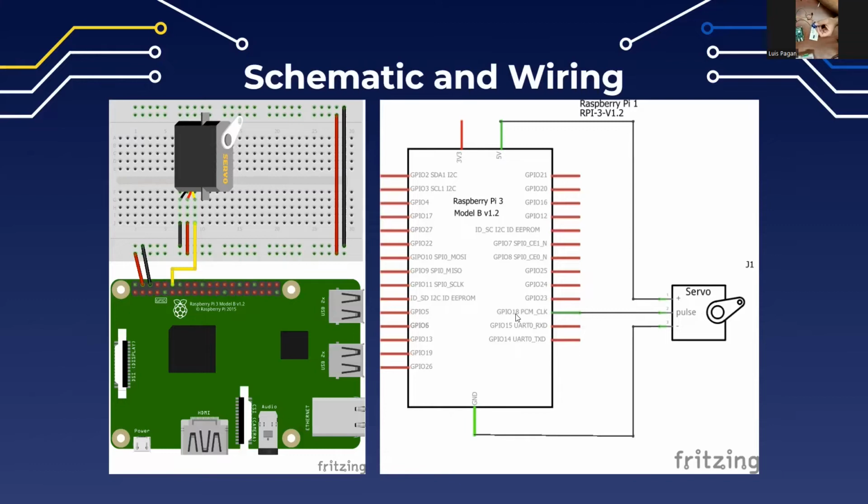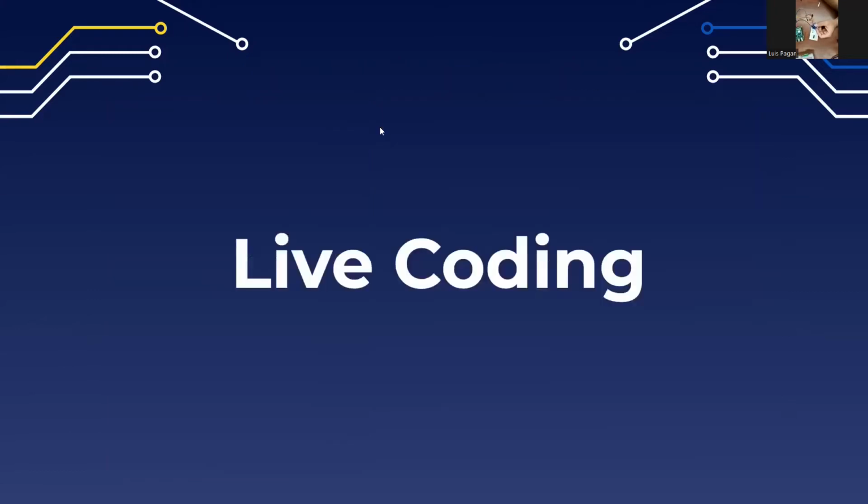Again, we're using GPIO pin 18, the same one we use for the LED, because that's the closest pin to the other pins that we're using. And the wiring, again, is very simple. You just have it connected to power, ground, and signal and whatnot. So that's not too bad.